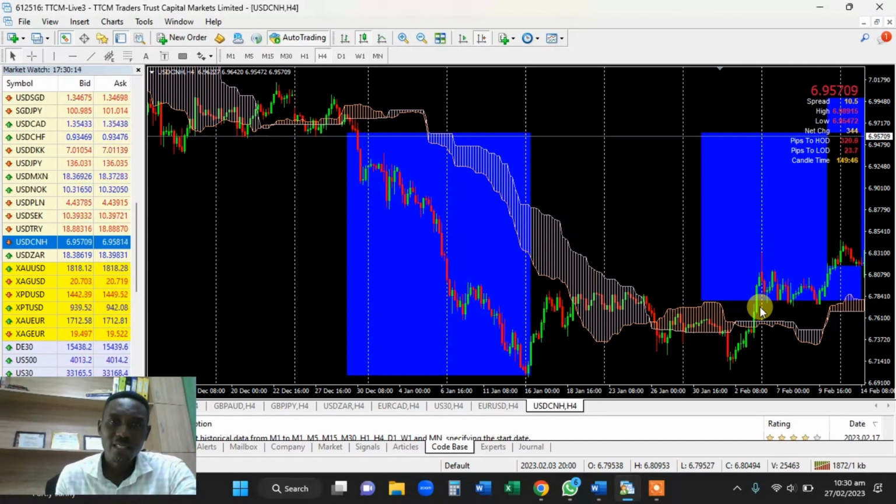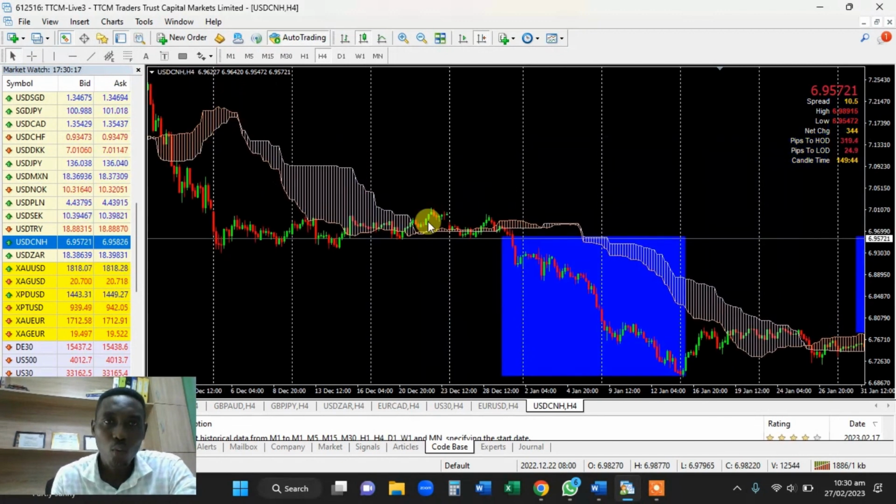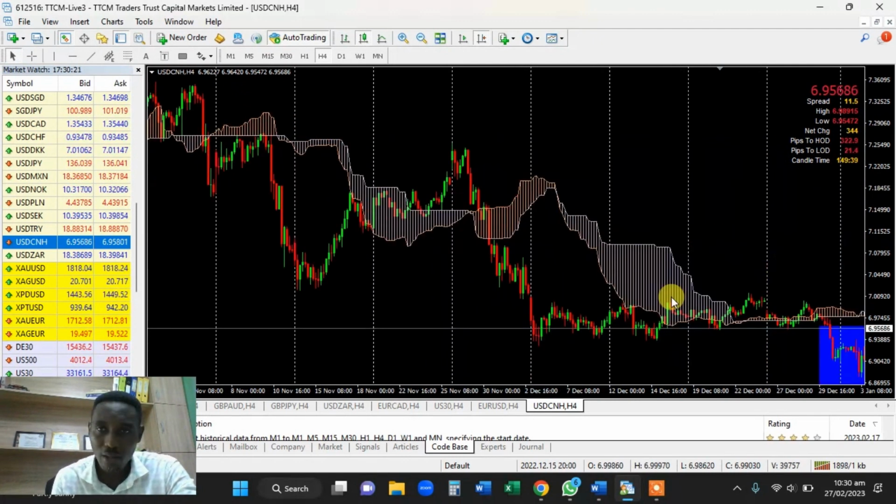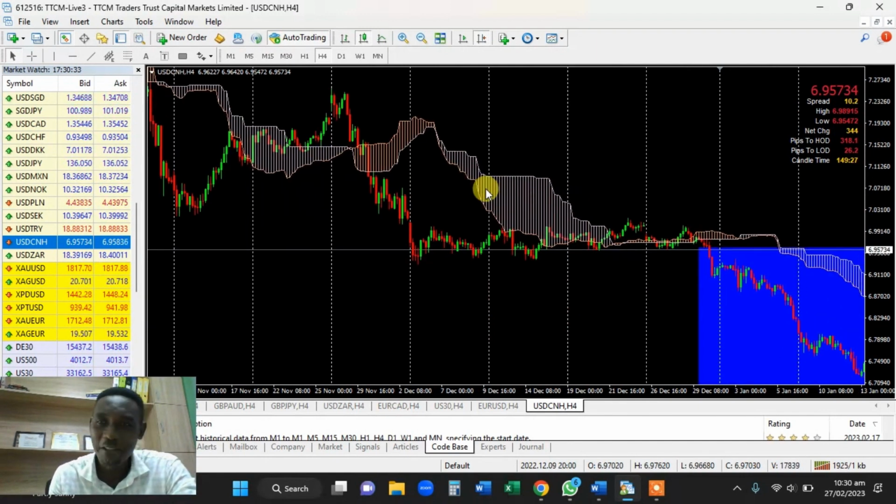So to summarize, this is the cloud. It is called the Kumo. Okay, in Japanese it's called the Kumo. In English it's called a cloud. The idea is that when prices or raindrops are below the cloud, we expect it to drop. And if they are above the cloud, we expect them to evaporate and go up. That's on the lighter side anyway.